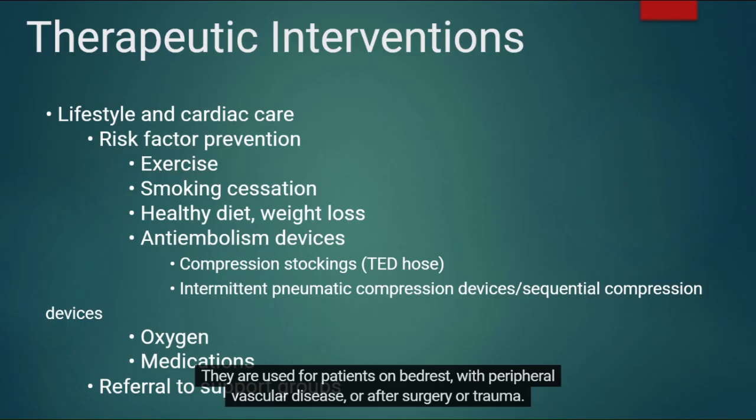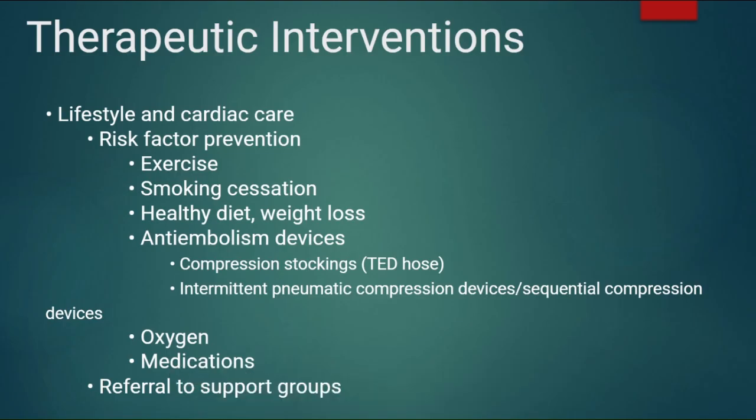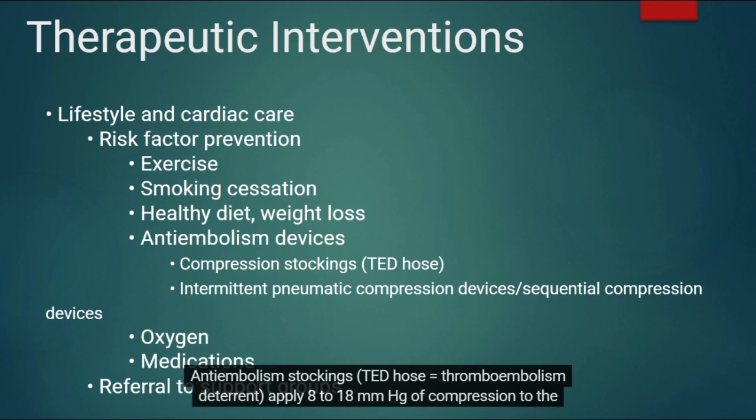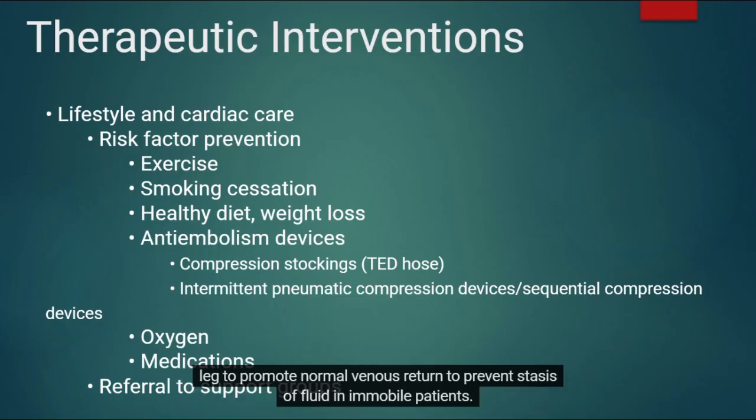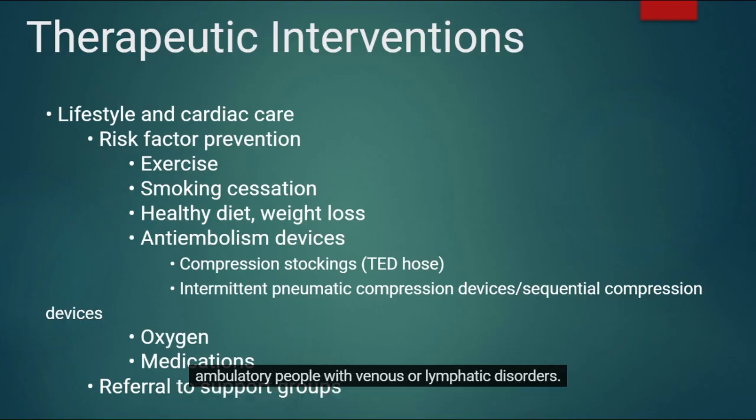They are used for patients on bed rest with peripheral vascular disease or after surgery or trauma. Compression stockings: there are 2 types of compression stockings for 2 different types of medical issues. Anti-embolism stockings, TED hose, equals thromboembolism deterrent. They apply 8 to 18 millimeters Hg of compression to the leg to promote normal venous return to prevent stasis of fluid in immobile patients. Medical graduated compression stockings apply 15 to 20 millimeters Hg or higher of compression to the leg in ambulatory people with venous or lymphatic disorders.